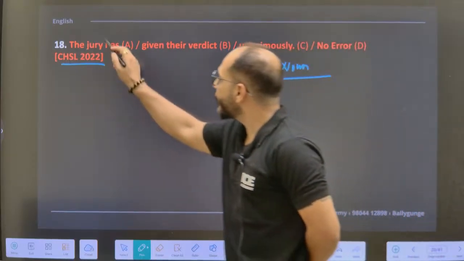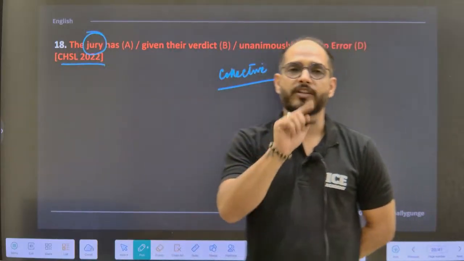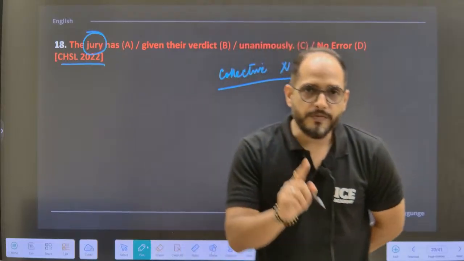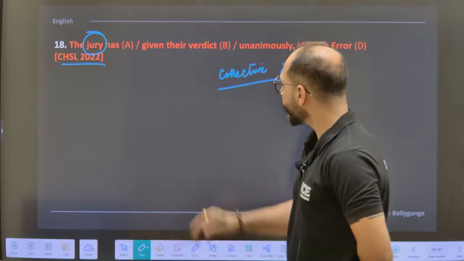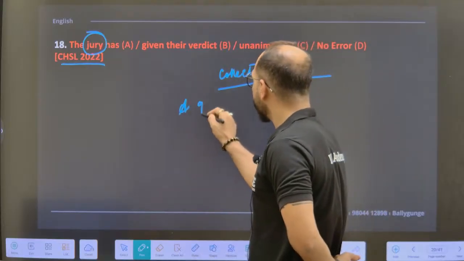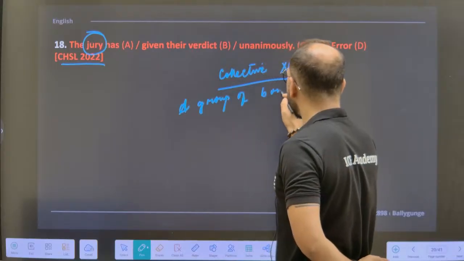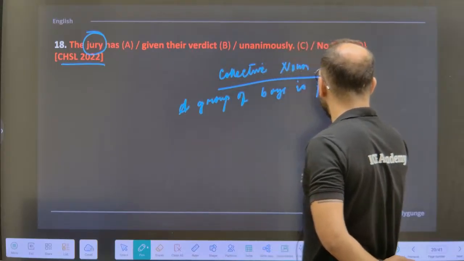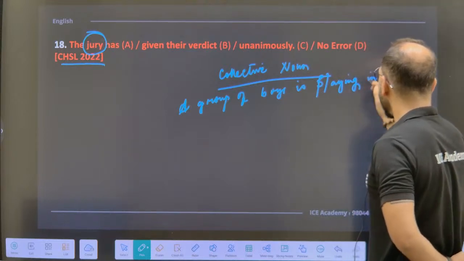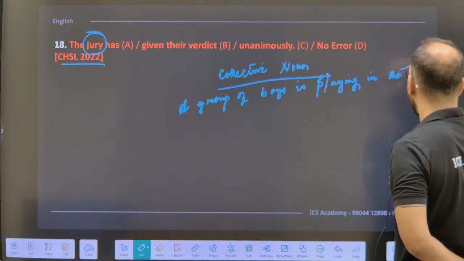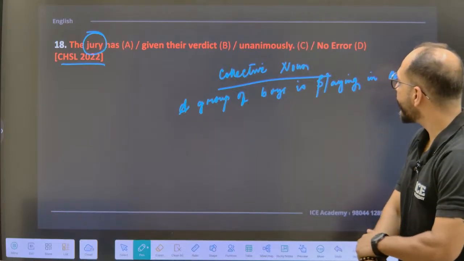Now, in this sentence, a particular word তোমরা দেখতে পাচ্ছি, jury, this is a collective noun. Collective nouns are usually singular. For example, আমি যদি বলি a group of boys is playing in the field. A group of boys is playing in the field.